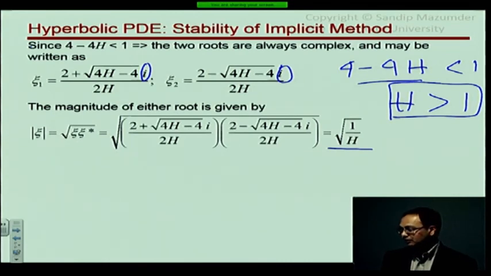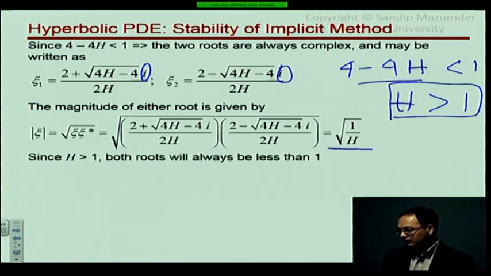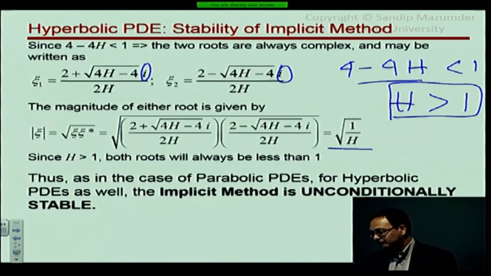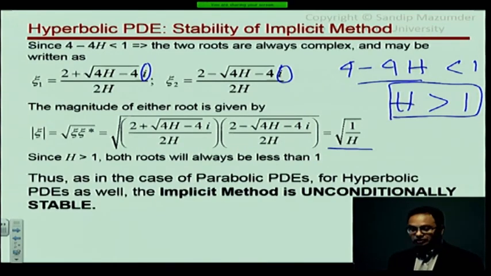So since h is greater than 1, both roots will always be less than 1, and therefore the method is unconditionally stable, which is kind of an expected result, as we saw for parabolic problems. But we get the exact same result for hyperbolic problems when we do the stability analysis. So that's the conclusion we are drawing here.